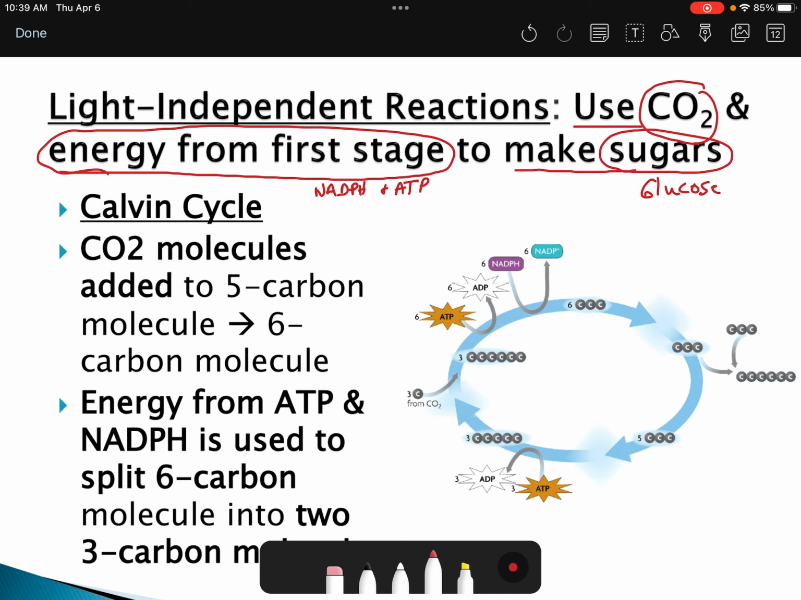So sometimes we might refer to that. Sometimes we'll just say light-independent reactions. But you can even see by looking at this picture that it does form kind of a circle that keeps going around. So that's indicating that it's a cycle.